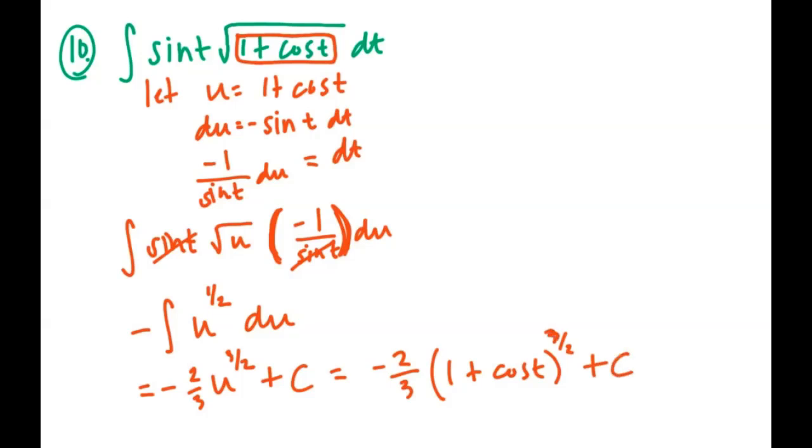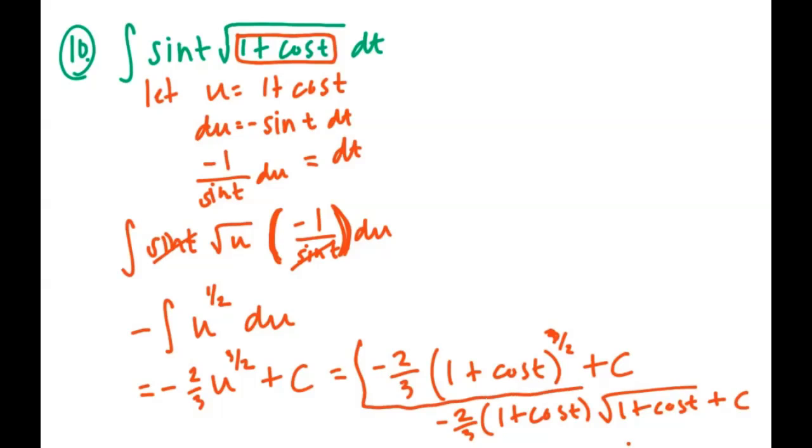Now 3/2 means 1 and 1/2. So we could write it negative 2, 1 plus cosine of t to the first, square root of 1 plus cosine of t plus c. In my humble opinion, I believe this is the best form. It's the simplified one, but you may use either. Take a minute and think about it, and then we'll move to number 12.